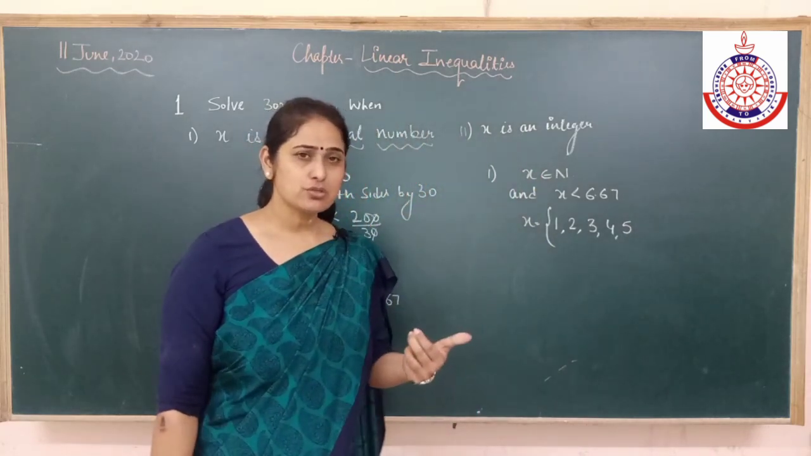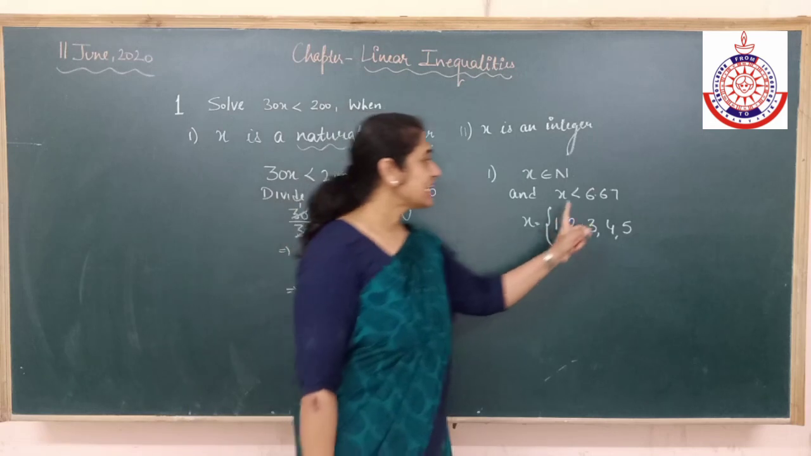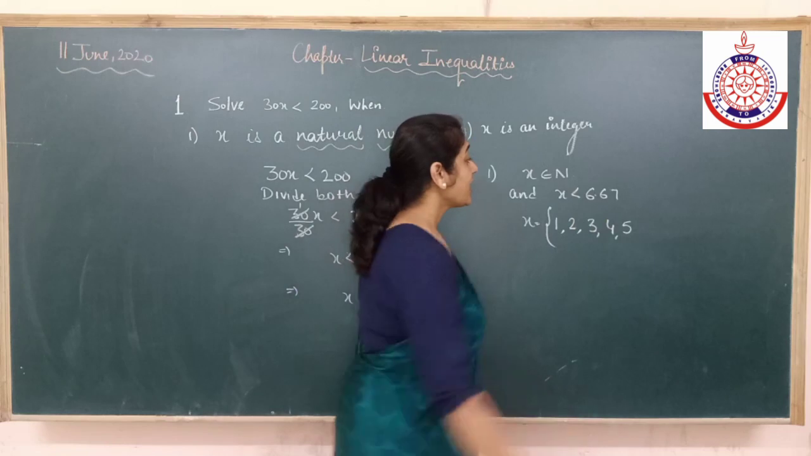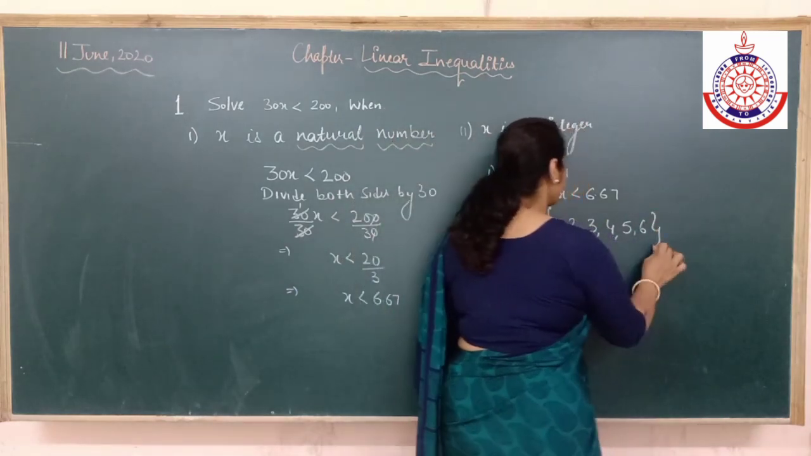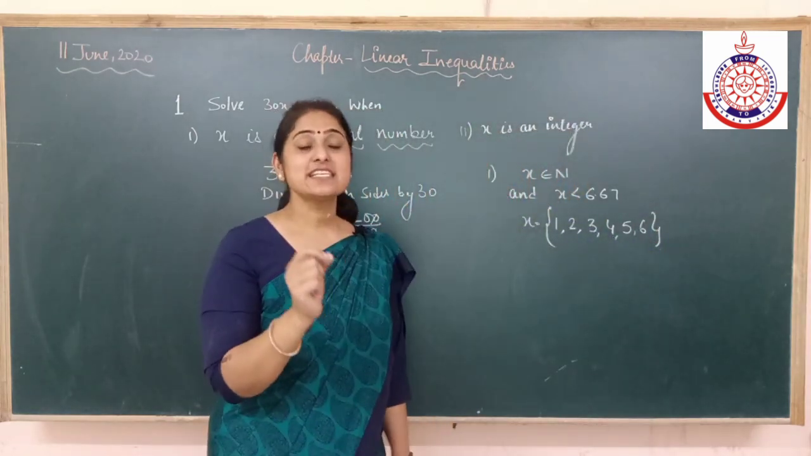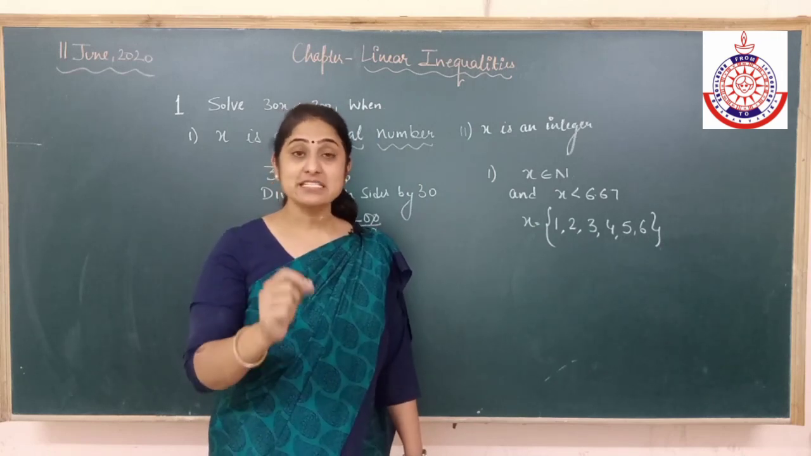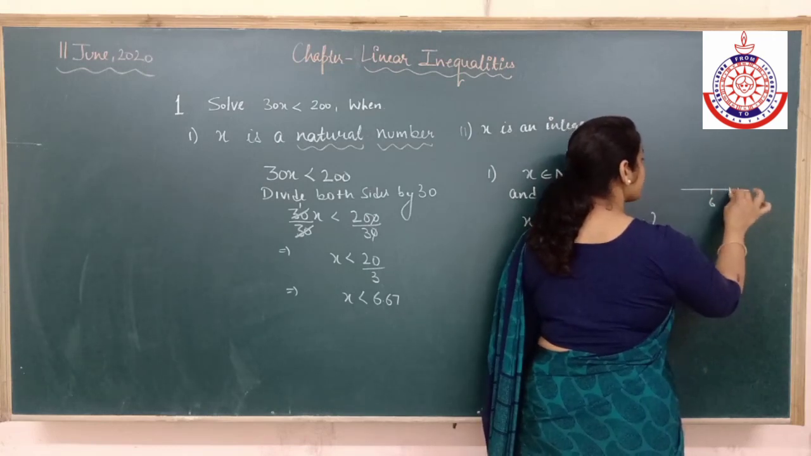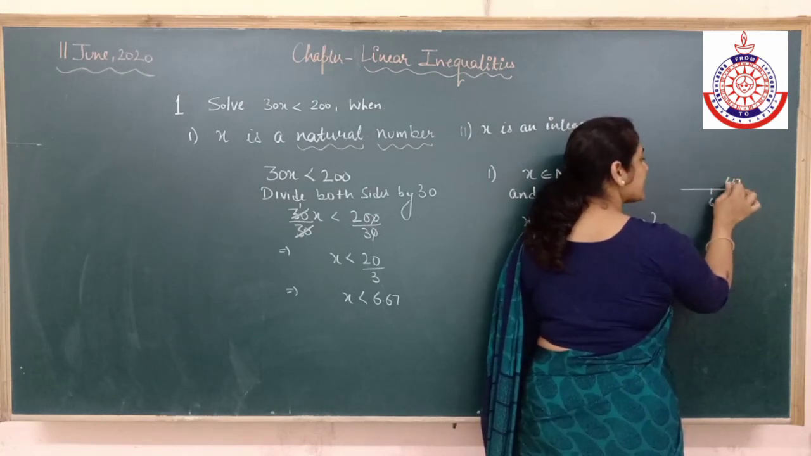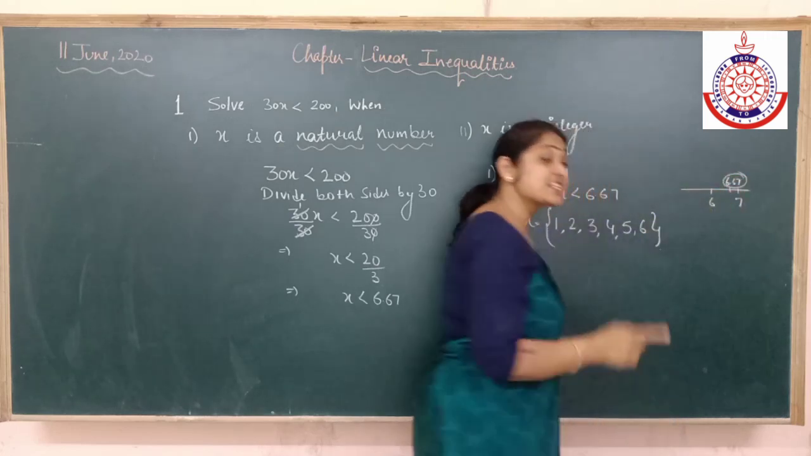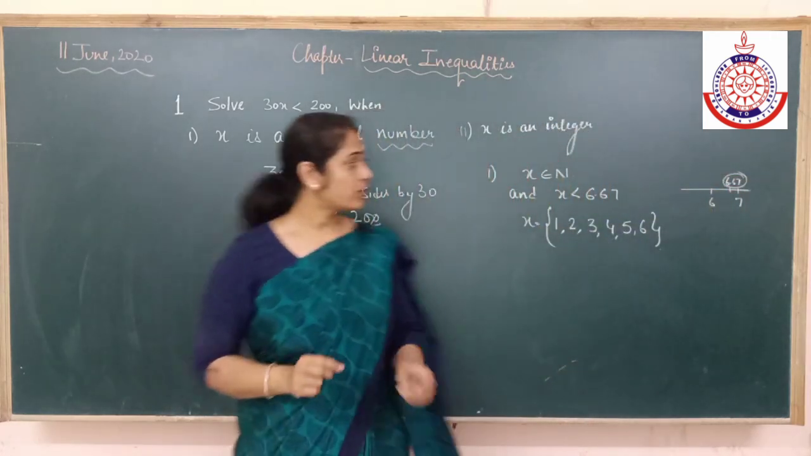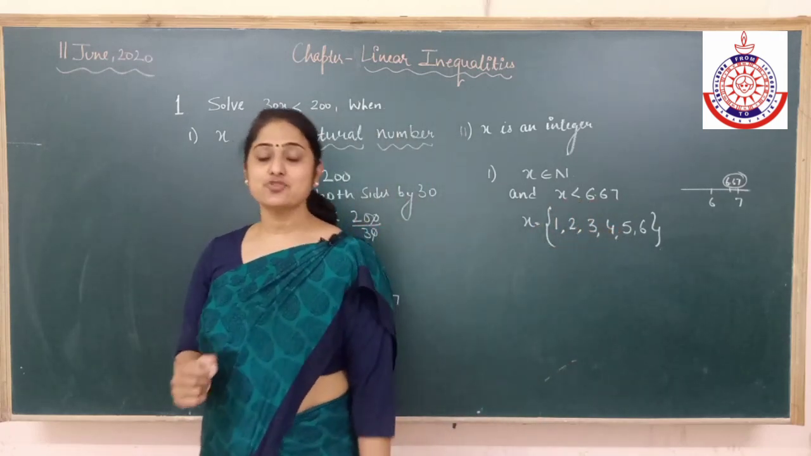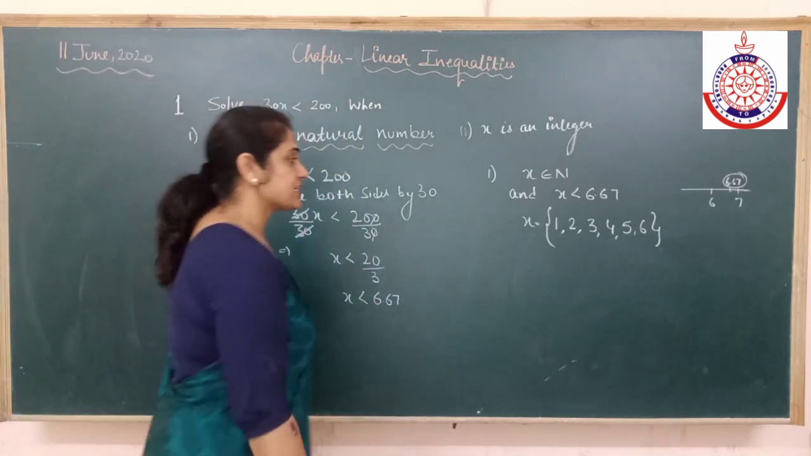Am I going to write 6 also? No, because x is less than 6.67. If this is my 6, somewhere this is 7, so 6.67 will come here. I have to write the natural numbers which are lesser than this. So 6 comes in that category. Don't get confused. 6 is a natural number which is smaller than 6.67, so 6 will be written too.